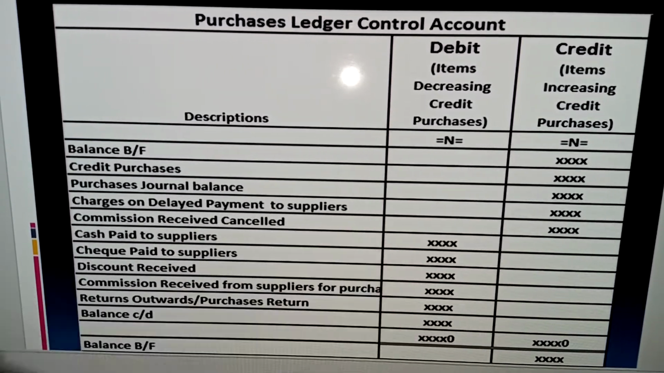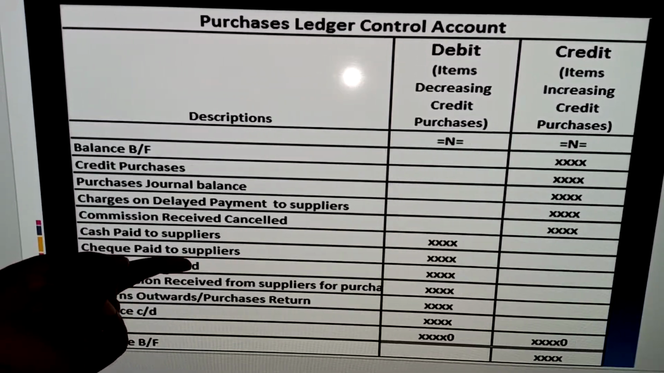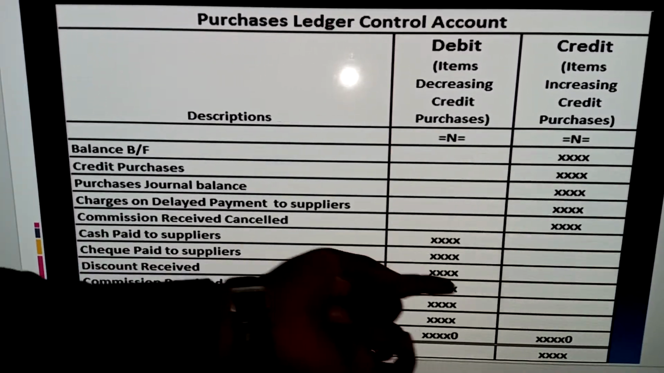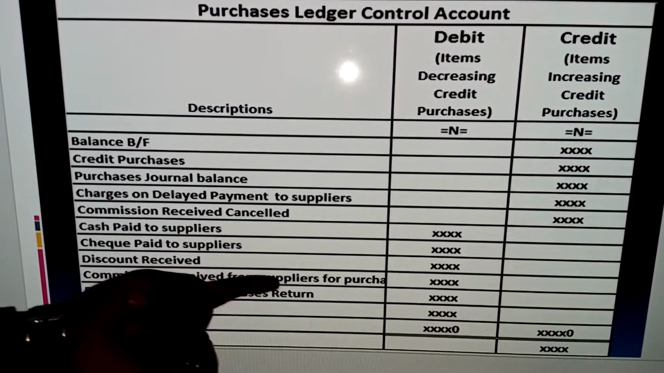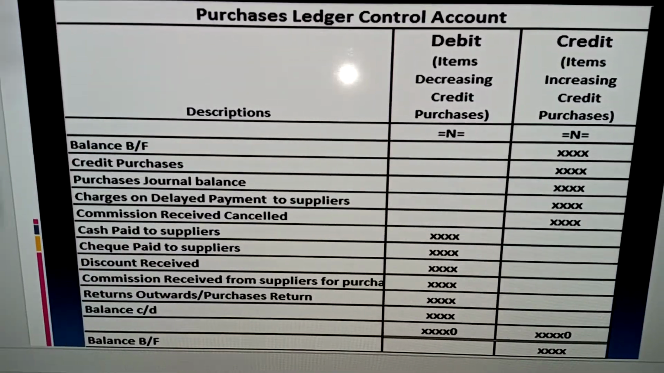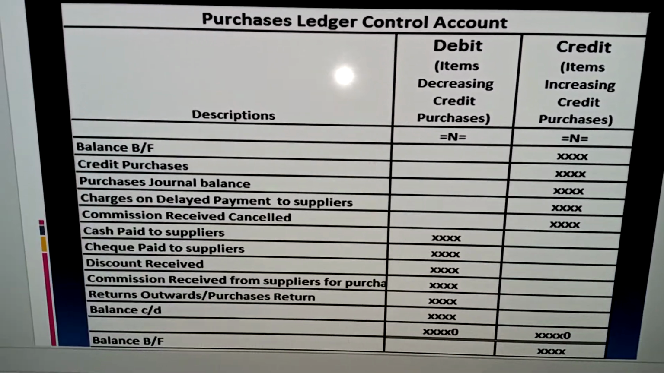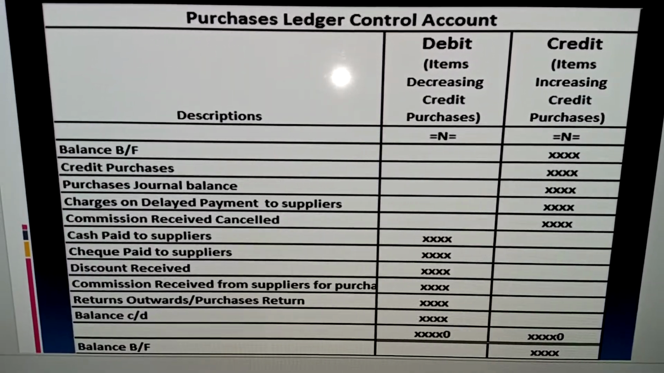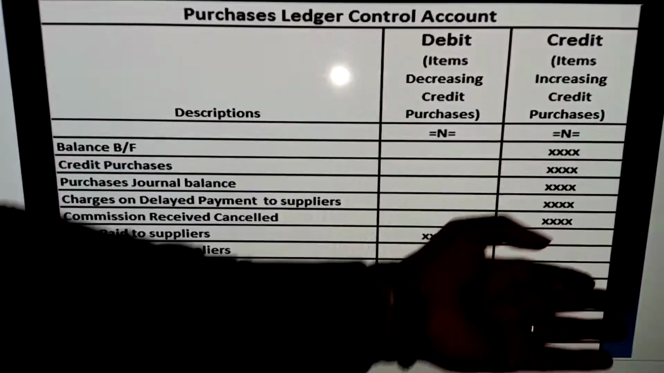You see? Debit. Discount received. When you receive a discount, it means there's a reduction in what you're owing. So you debit. Technically, any item that reduces what the business is owing suppliers is debited, and anything that increases it is what? Credit. And then at the end of the day, you balance.